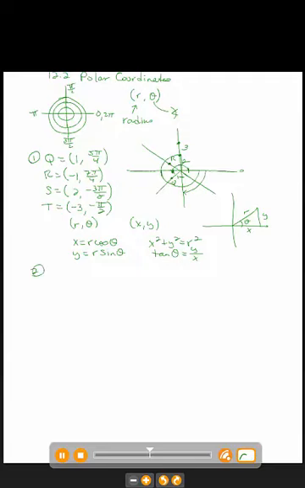So, for example 2, they want us to express the point 2 comma 3 pi over 4, given in polar coordinates, in Cartesian coordinates. So this is your r and your theta, and you're trying to get down to x and y, so use those first two formulas.